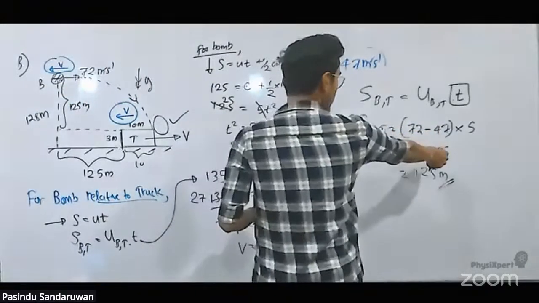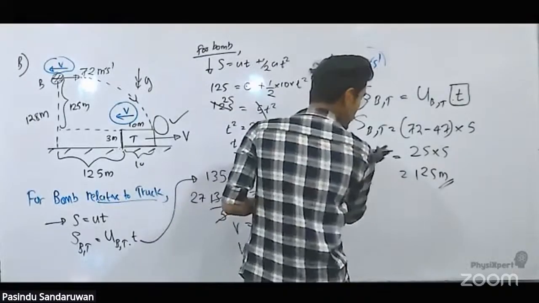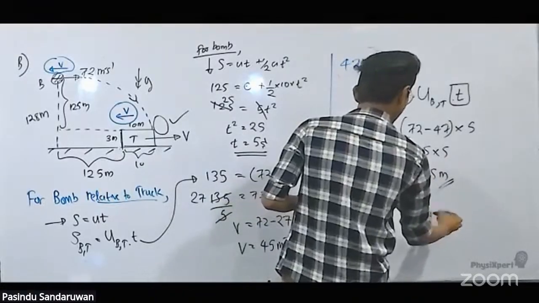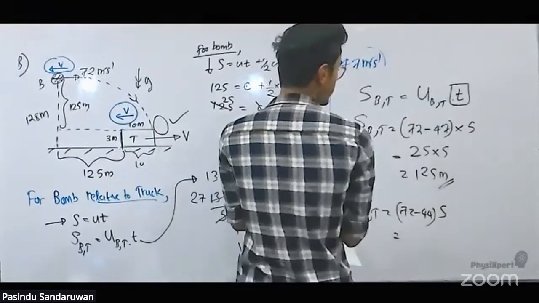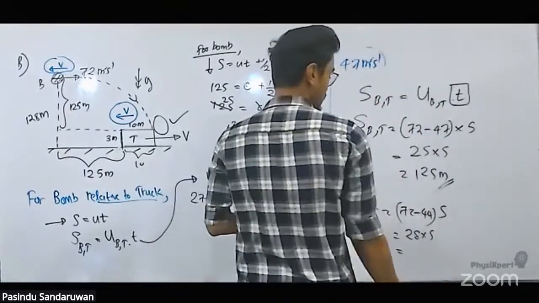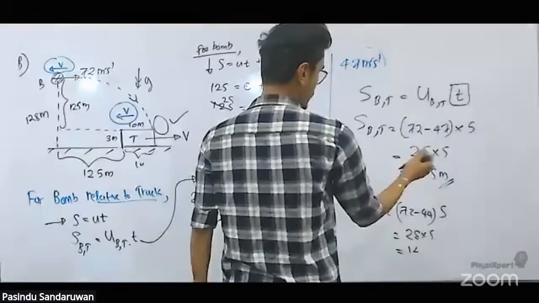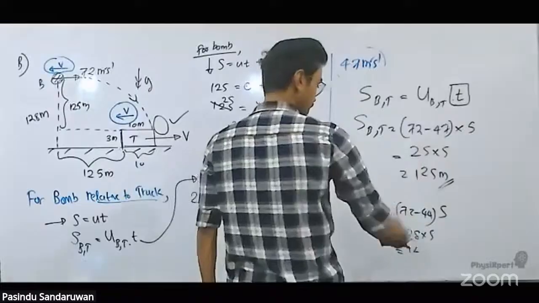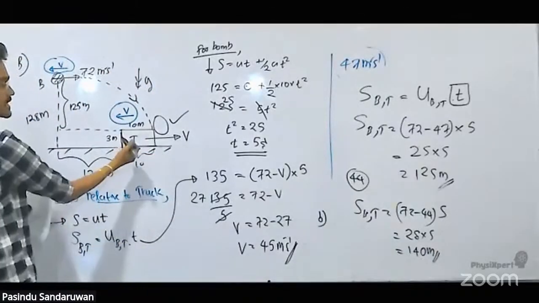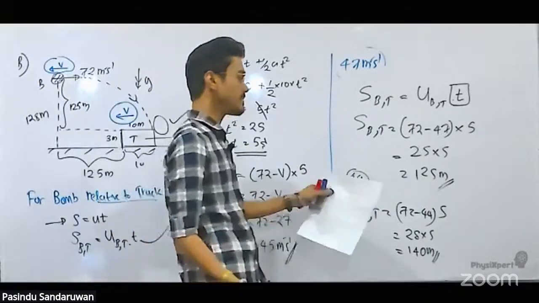If it was given as 48, the truck has already passed. If it was given as 43 or something, you can check the other side too. Let's take 44. Then 72 minus 44 into 5. What is this? 28, right? 28 into 5 is 140, right? So it is not going to hit the truck if it is moving at 44; the bomb is going to fall in front of the truck. You can make decisions like that.